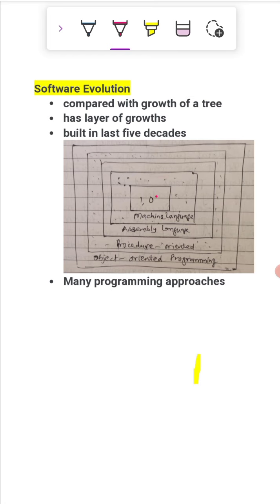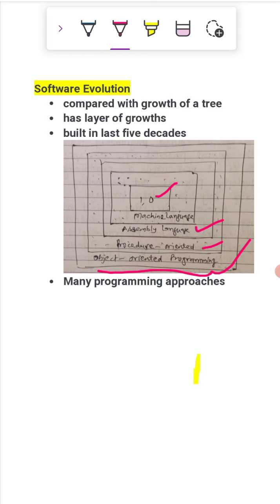First is machine language, then assembly languages, and after that procedure oriented language was developed, and finally object oriented languages are nowadays used.